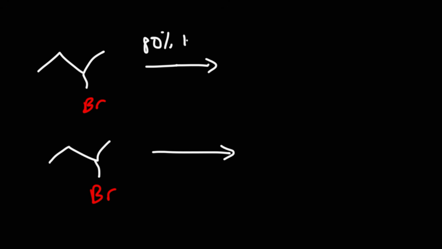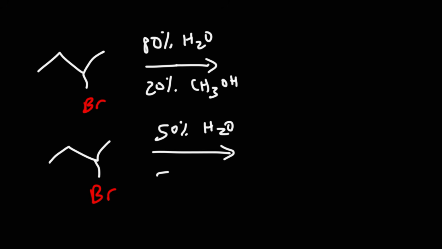Now here's a question for you. Which of these two reactions will work faster? And would you say this would be an SN1 reaction or an E1 reaction? In the first example, we're going to have 80% water, 20% methanol. So we have a solvent mixture. In the second example, we're going to have 50% water and 50% methanol. In both cases, what we have is a secondary alkyl halide. This carbon is attached to two other carbon atoms.